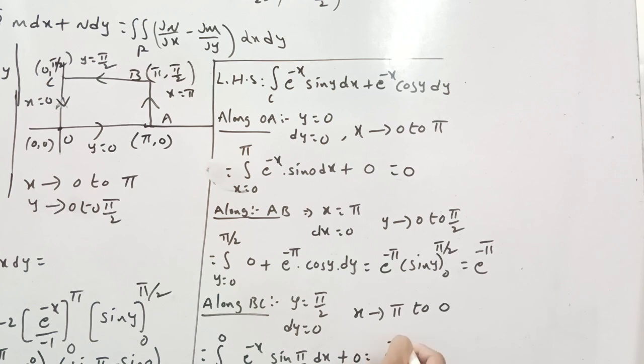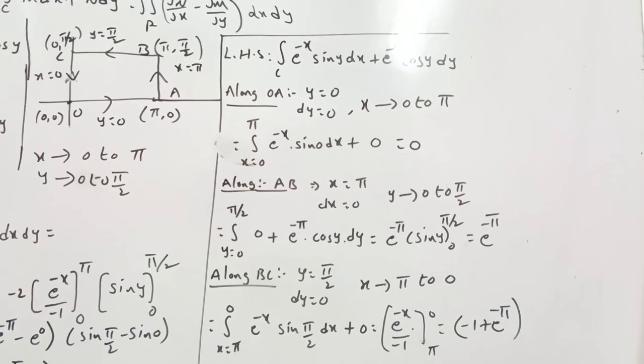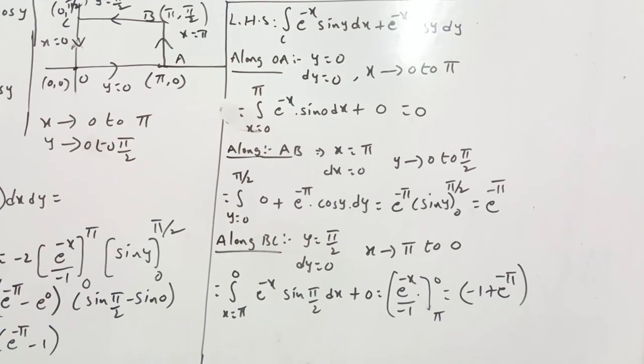The integration of e power minus x is e power minus x by minus 1. Sin 90 is 1, so the limits are pi to 0. Substituting the upper limit, e power 0 is 1, so I get minus 1. Minus of minus, plus e power minus pi. So I get e power minus pi. Okay, it's covered or not?